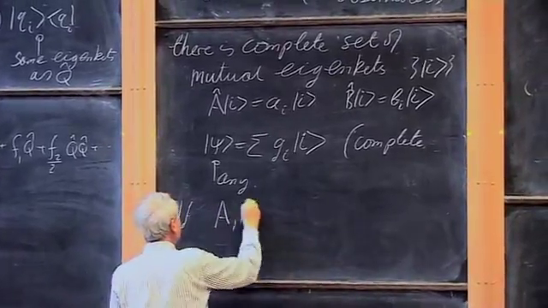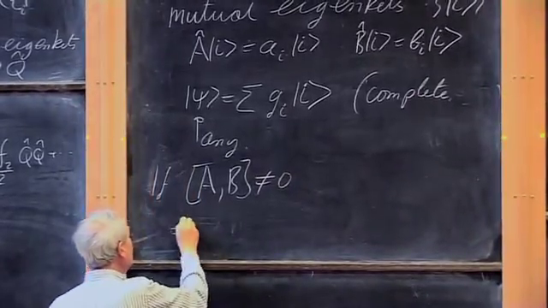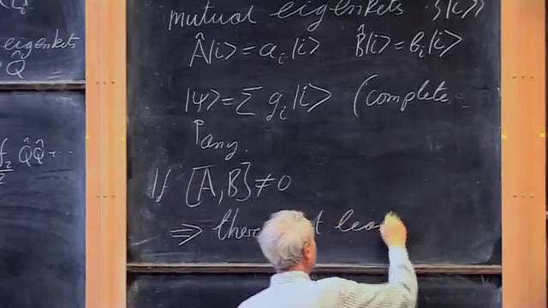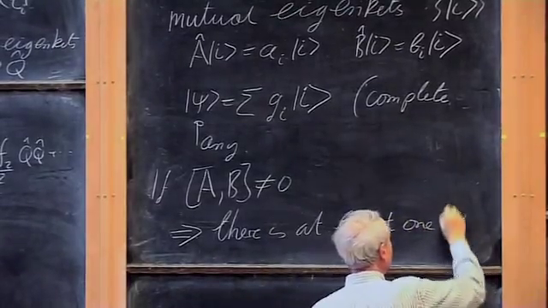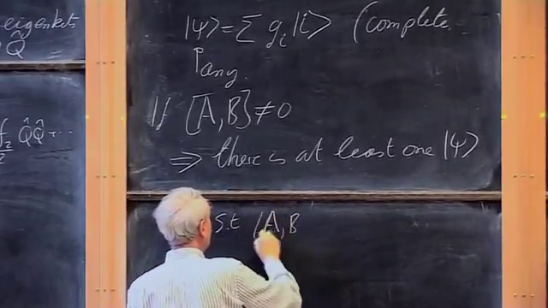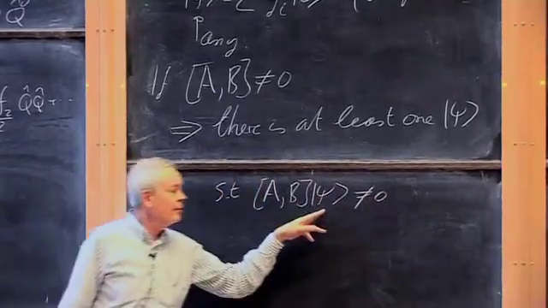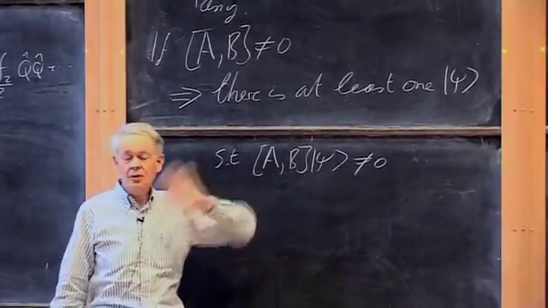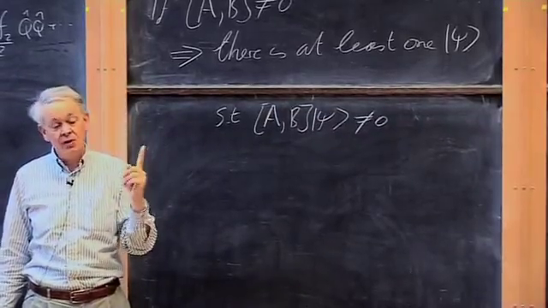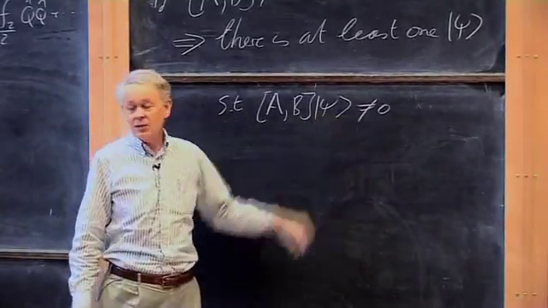Okay, now, if A comma B is not equal to 0, what does this mean? All it means is that there is at least one ket such that A comma B acting on it does not vanish. There may be an infinite number of kets such that AB operates on them and produces nothing. But there is one. There is at least one. If you say that these operators don't commute, you're asserting that there is at least one ket where the commutator operating on it doesn't produce nothing.